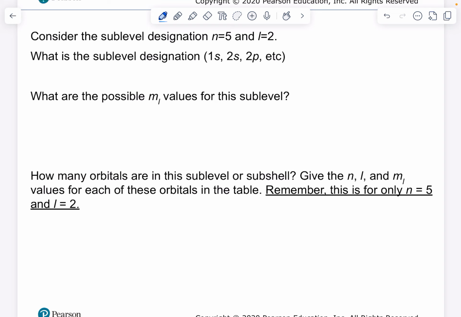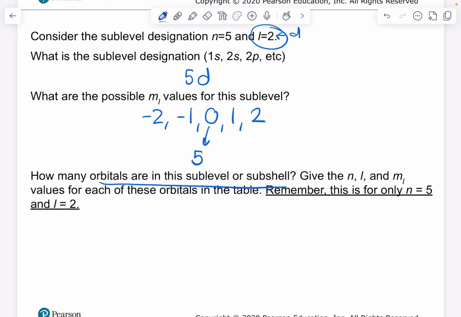So here, consider the sublevel designation n equals 5, L equals 2. What is the sublevel designation? That would just be 5, and when L equals 2, that's D, so 5D. What are the possible M sub L values for this? Again, L equals 2, so M sub L could be -2, -1, 0, +1, or 2. How many orbitals are in this sublevel? 5.